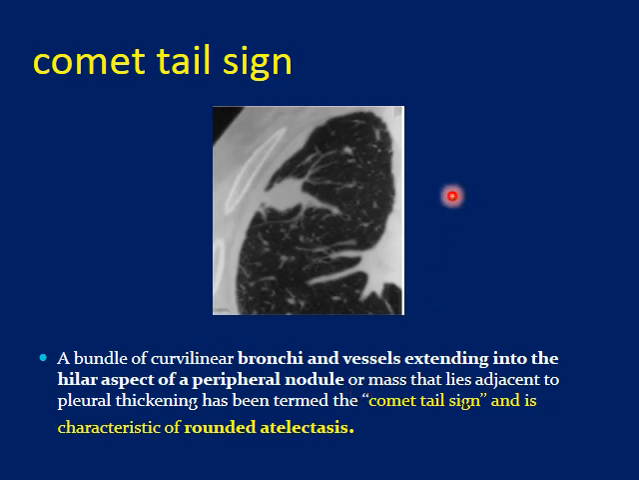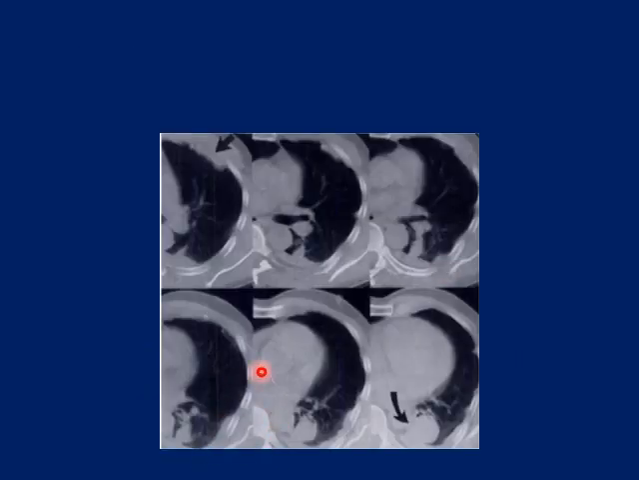Comet tail sign. Comet tail sign is a bundle of curved linear bronchi and vessels extending into the hilar aspect of a peripheral nodule or mass that lies adjacent to pleural thickening, and it is characteristic of a benign condition called round atelectasis. As you see, there is a lesion. From it, there is an extending curvilinear structure that represents the comet tail sign, and it is seen in round atelectasis, which is a benign condition that can be seen in the elderly and also in patients suffering from asbestosis. Look at the lesion and what is meant by the comet tail.